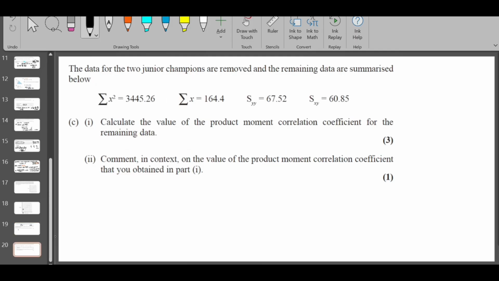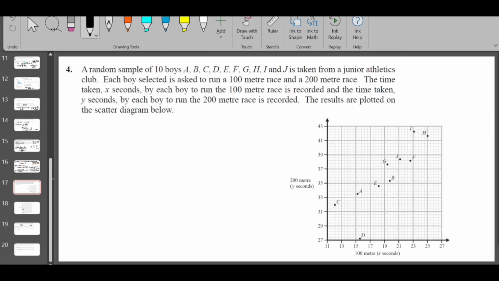The data for the junior champions are removed. The 2 junior champions are removed and the remaining data are summarized below. The question says 10 boys. Now they removed 2. So N is equal to 8 now.